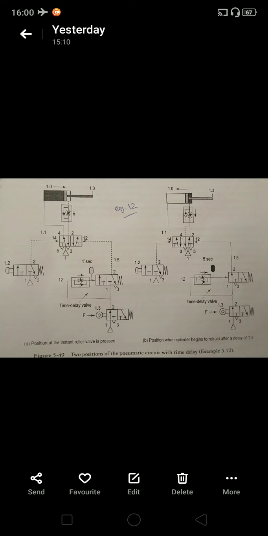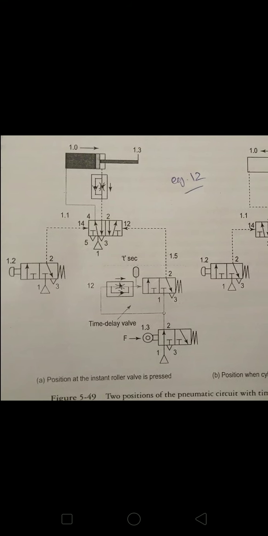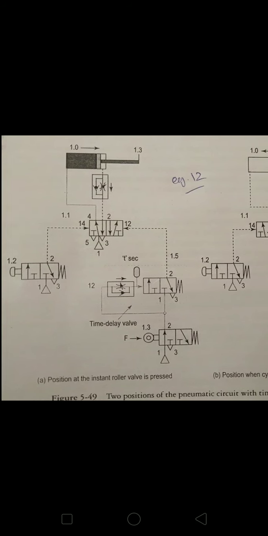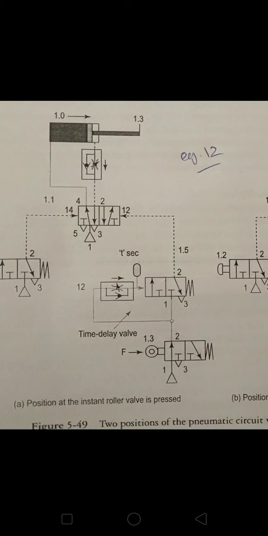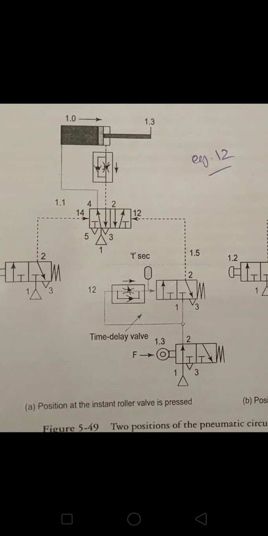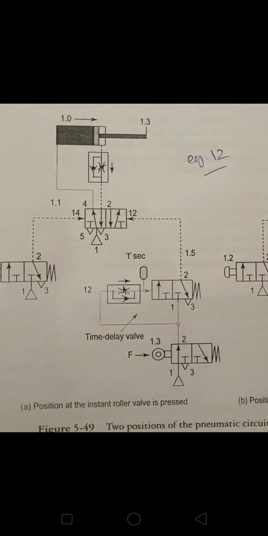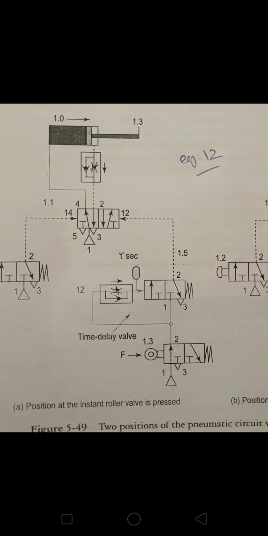And this is how this arrangement goes, right? So the two positions of the pneumatic circuit you can see here. At the instant the roller valve is pressed, and when the cylinder begins to retract after the set delay time, right, the required time delay, let's say 5 seconds, is set using the time delay valve.